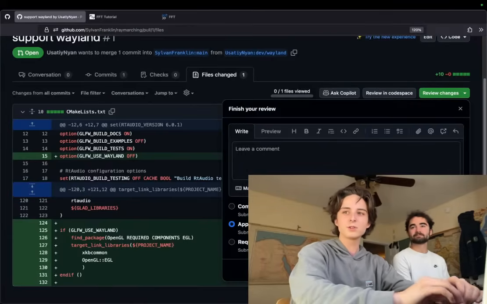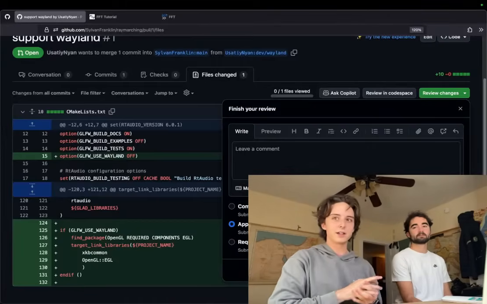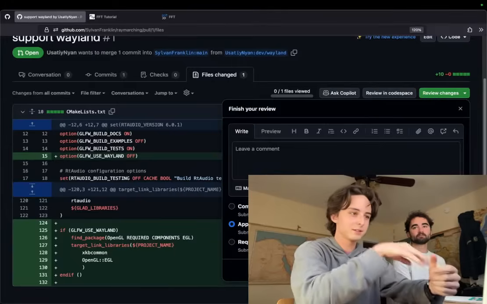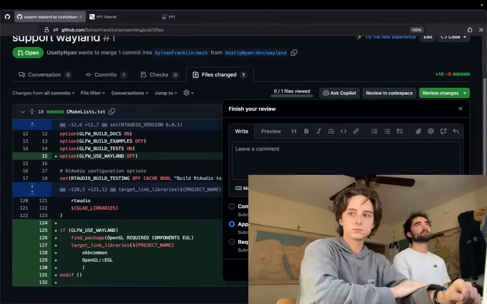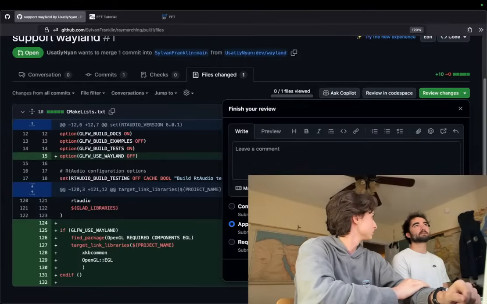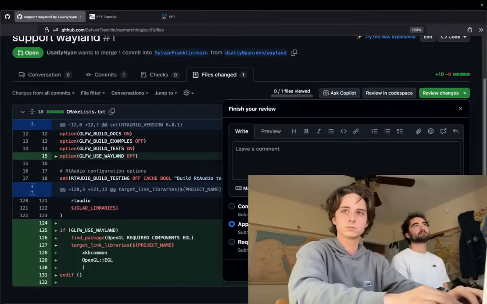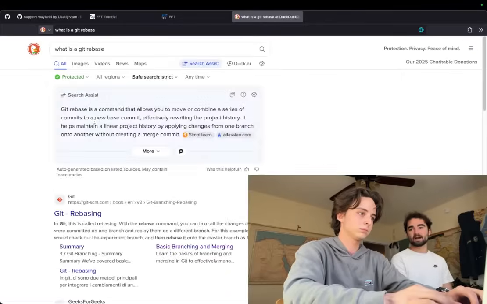Rebase. I never understood git rebase. I kind of get rebase, but from my understanding you're putting your commit at the head of the tree or something like that. Yeah, I don't really know.